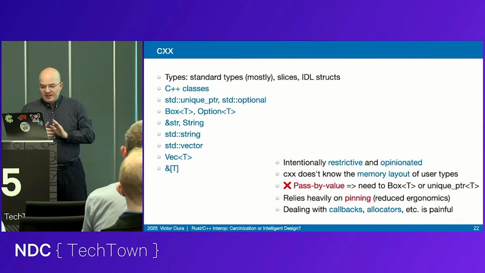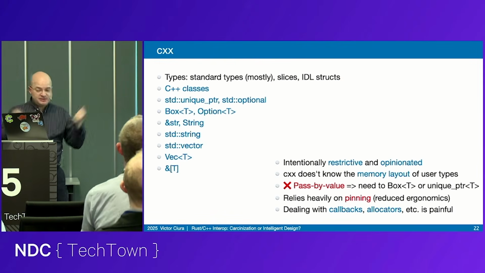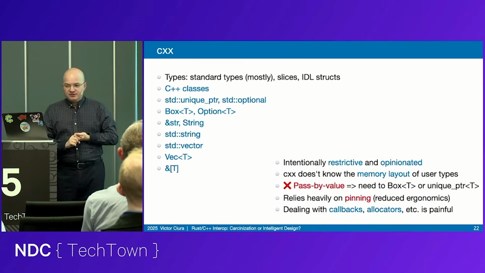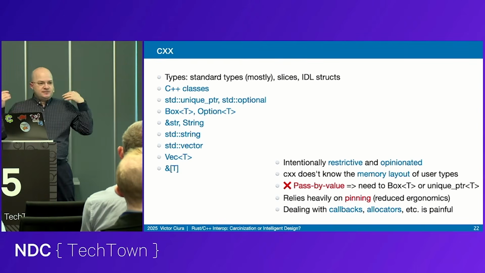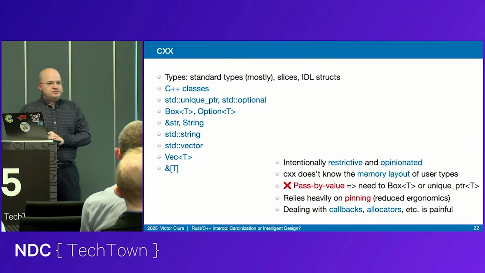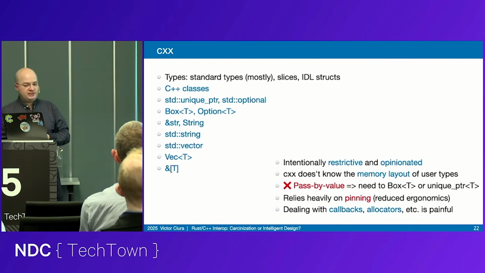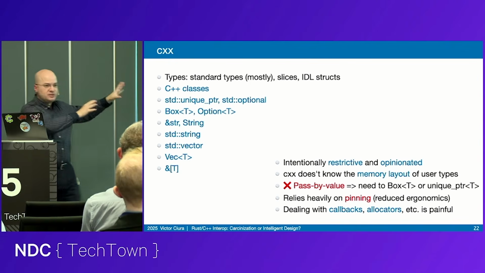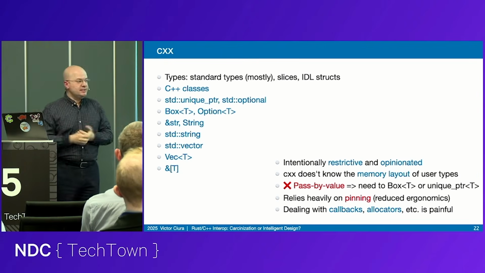So you can deal with almost all standard types, slices, yay. Everything you put in the IDL, all your custom C++ classes, you can have unique pointer and standard optional, and the equivalents of Box and Option, string slices, strings, vectors, everything you want, right? So it's like, oh, this is the complete package, right? And for many people, it is. I think in many people's minds, this is synonymous with Rust C++ interop, as in when you tell them about this, they say, oh, this is a solved problem, cxx.rs, I know this.